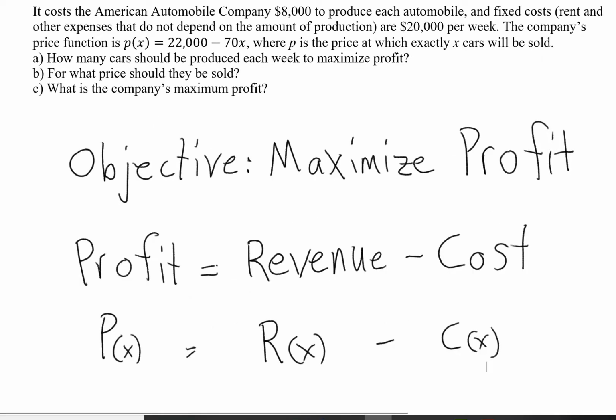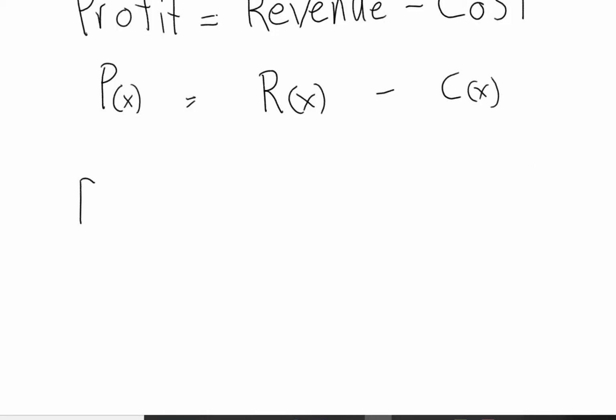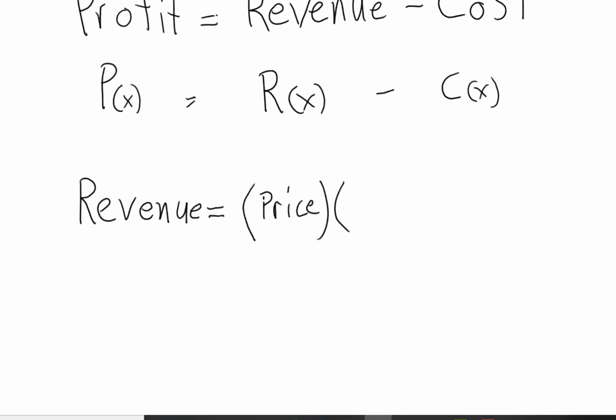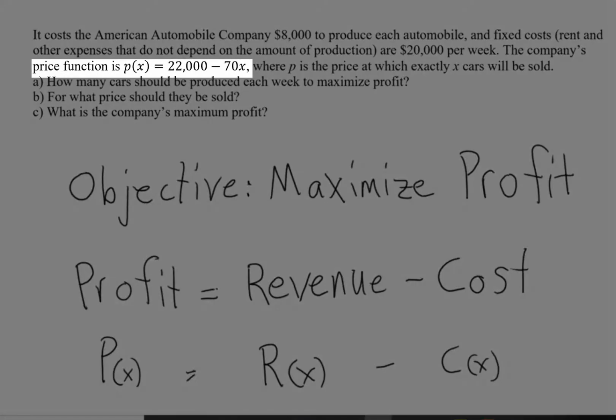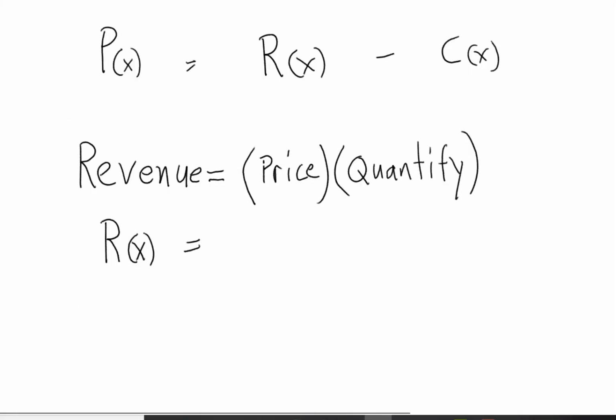Going back up to the problem, they don't give us either a revenue function or a cost function. So we will have to construct those 2 functions as well. Let's continue building out a framework for our pieces. Revenue is equal to price times quantity. So when I'm building a revenue function, its 2 components will be price and quantity. Going back up to this problem, they do give me a price function. The sentence says the company's price function is lowercase p of x, 22,000 minus 70x. So there's my first component for my revenue function.